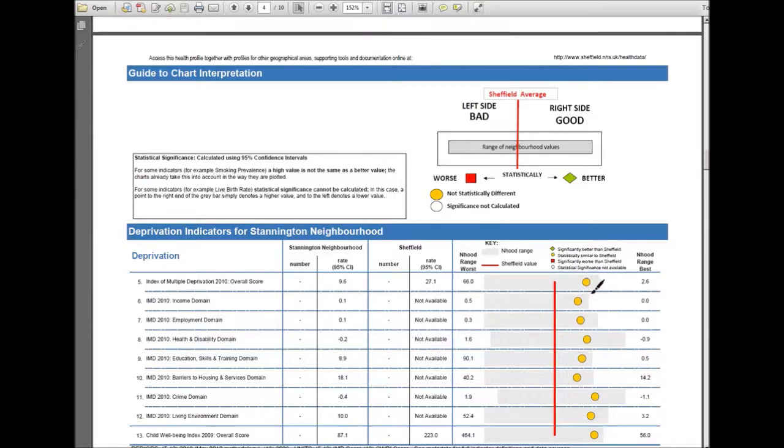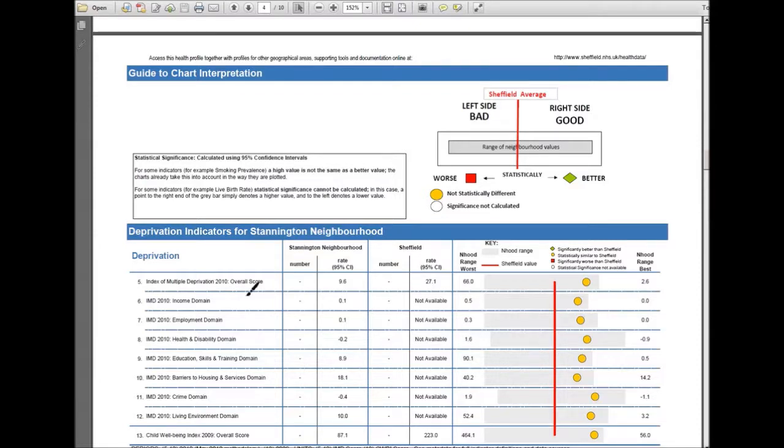So here we go. There's a value for Stannington of multiple deprivation. As you can see, it's on the good side of the Sheffield average, but there isn't an obvious statistically significant difference compared to the rest of Sheffield, although there's probably quite an important difference, even though it's not statistically significant.